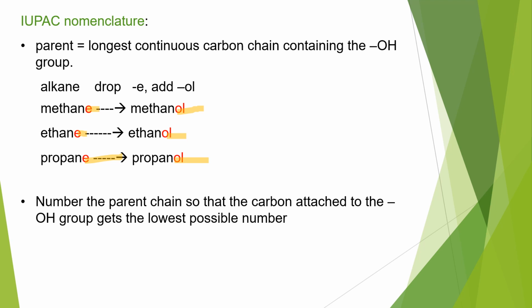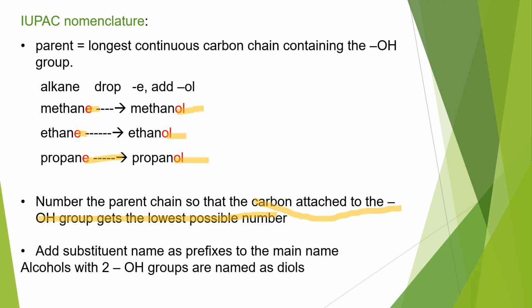And we number the parent chain in such a way that the carbon attached to the hydroxyl group gets the lowest possible number. The carbon which is linked to the hydroxyl group has to get the lowest possible number. Then substituent names as prefixes we add to the main name, and alcohol with 2 hydroxyl groups we name as diol, and with 3 hydroxyl groups as triol.